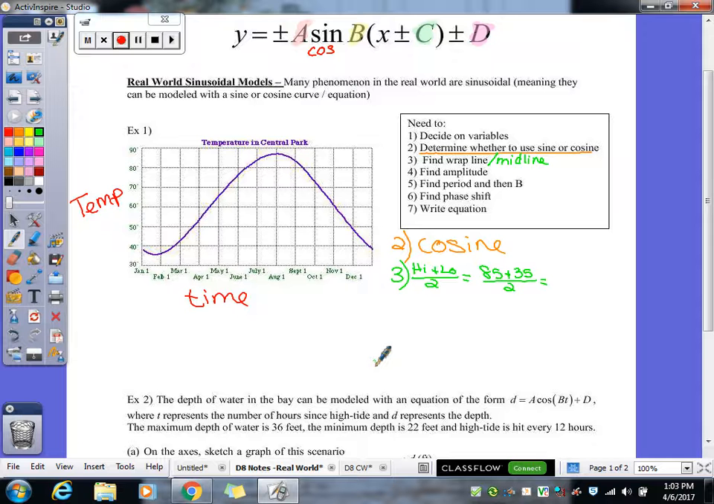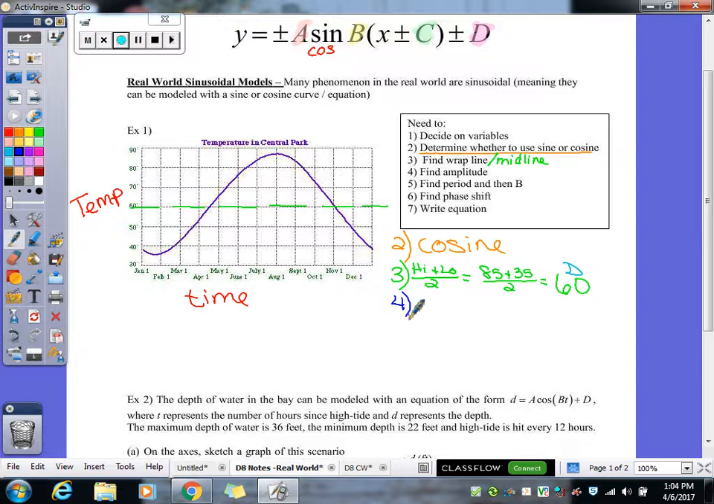So 85 plus 35 gives us what? So we're allowed to do that here. So our midline would be right about there at 60. Remember also when it comes to writing our equation, that's our D value. So we have one of our values already. We got to start figuring out the other ones.